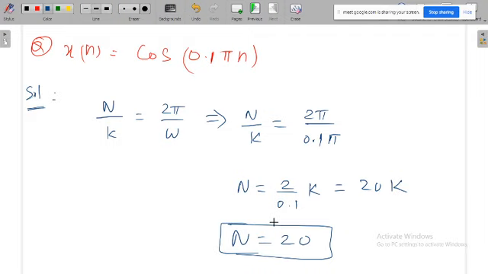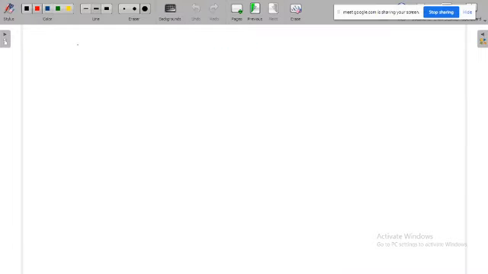Next we will enter into the topic of even and odd signals. Our next classification of signals is even and odd signals.